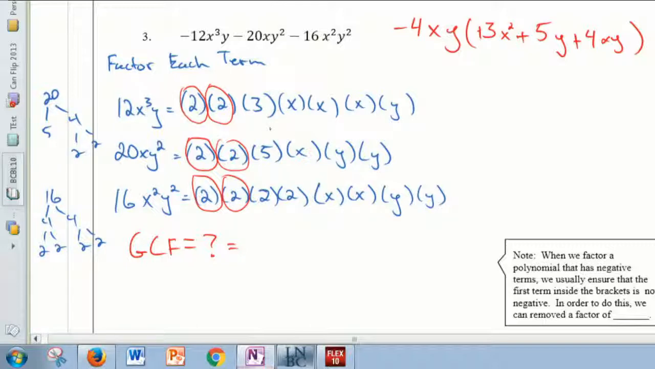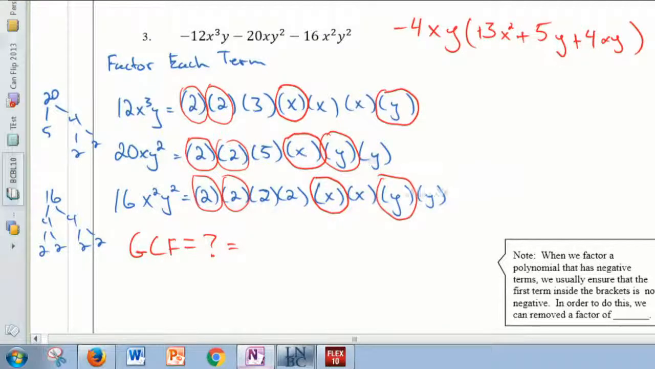What about x's? I see that this one has 1x here, this one has 1x here, this one has 1x here. What about y's? Do they all have a y? Yes, they do. This guy has a y, this guy has a y, this guy has a y. Did I miss anything that was common to all of them? Is there anything else that all three of them have? I have some extra x's up in my first term that I don't have here, so I can't include that. So it looks like it's 2 times 2 times x times y.